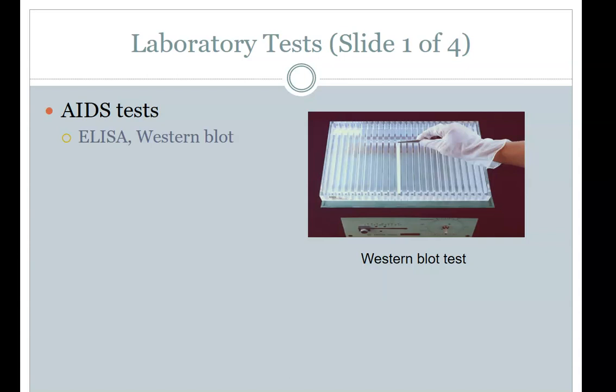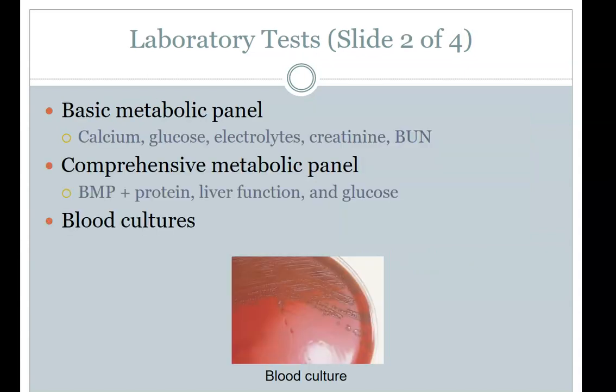Laboratory tests. The AIDS tests, such as ELISA and the Western blot tests, are done to detect the presence of HIV types 1 and 2. The basic metabolic panel is a group of blood tests to measure calcium, glucose, electrolytes such as sodium, potassium, and chloride, creatinine, and blood urea nitrogen, also known as BUN, B-U-N.